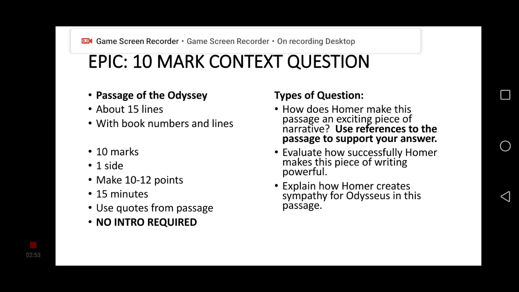It will give you the book numbers, it will give you the lines. You should aim to make around about 10 to 12 points in the 15 minutes that you're writing it. Use quotes from the passage. No introduction is required. You can just plough straight in on this question.